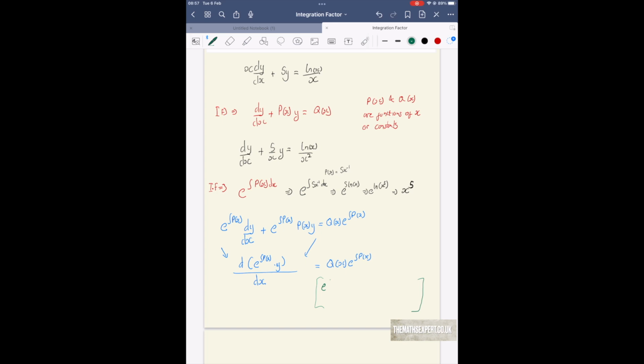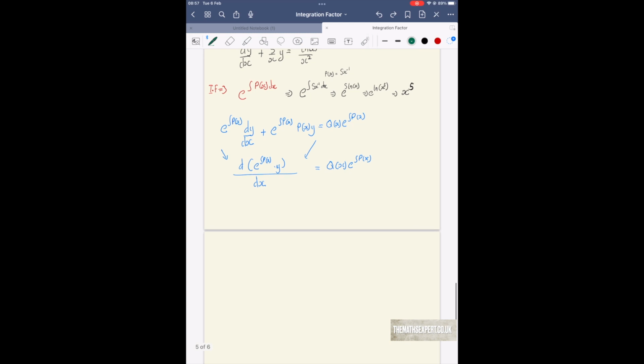If you had e to the integral of p of x times y. No, actually, we're not going to do it. I'm going to delete that. We're not doing that bit. Okay, so that's what they figured out. And once you know that, well, we can actually move on with the question.